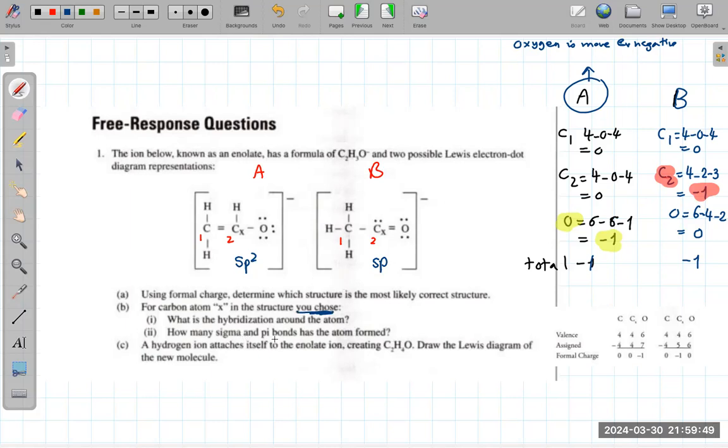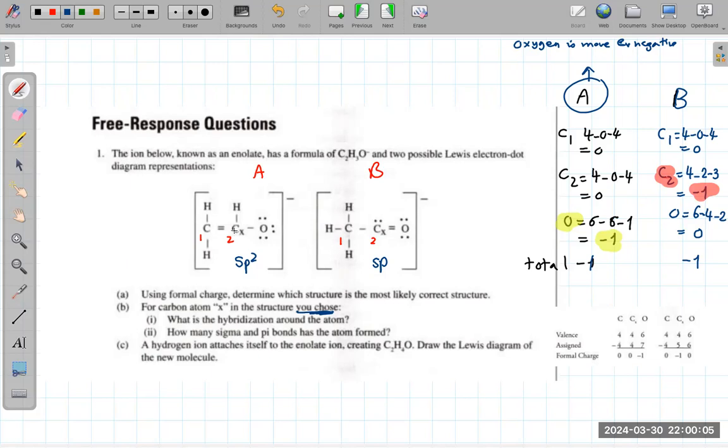Okay, how many sigma and pi bonds has the atom formed? The X, how many sigma? 3 sigma bonds and 1 pi bond. It has 3 sigma bonds and 1 pi bond.